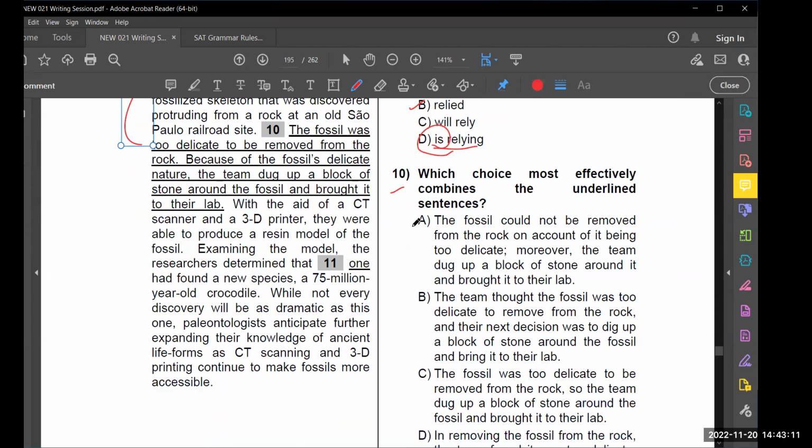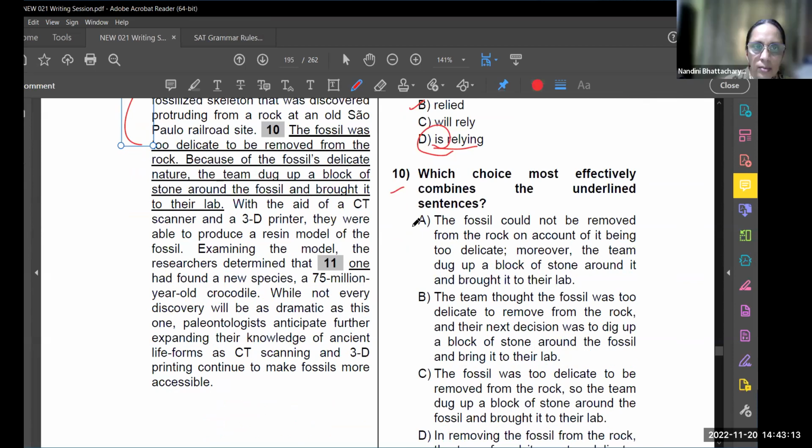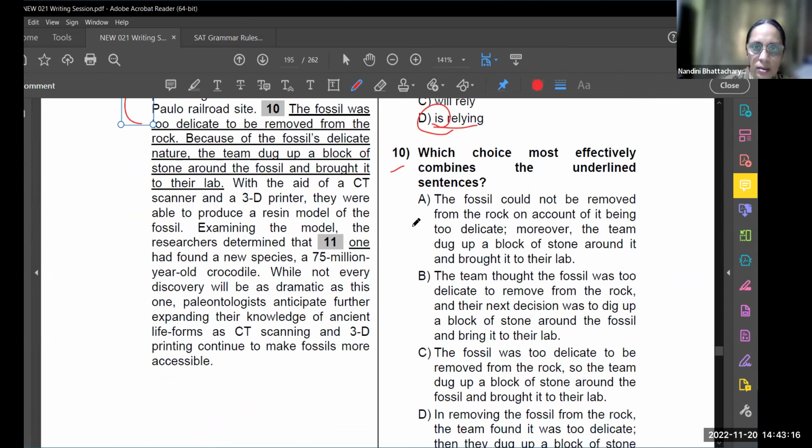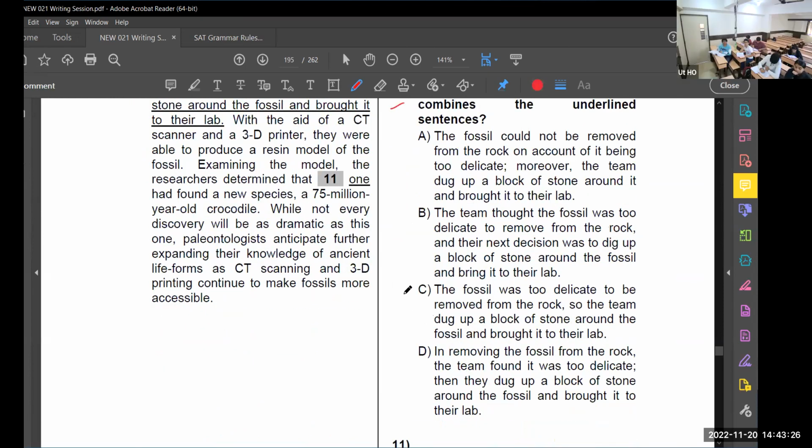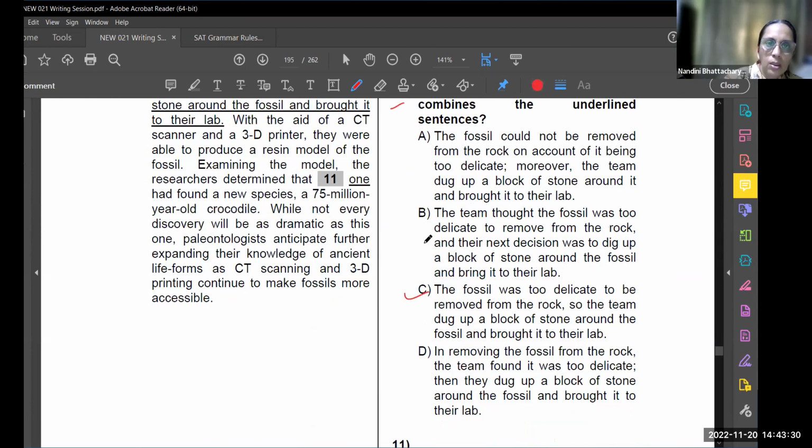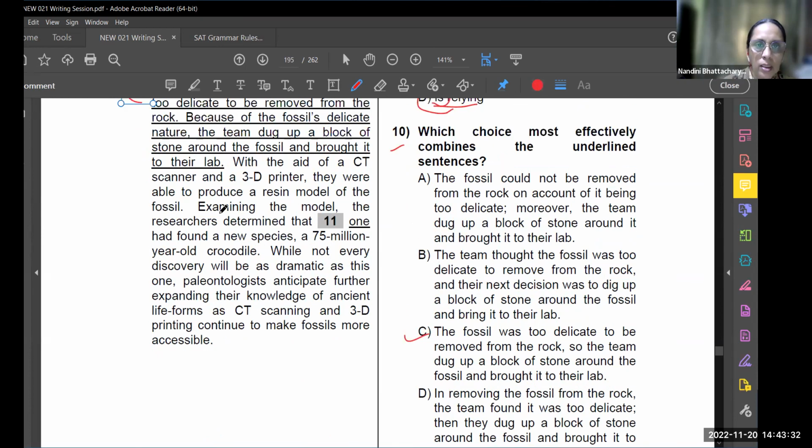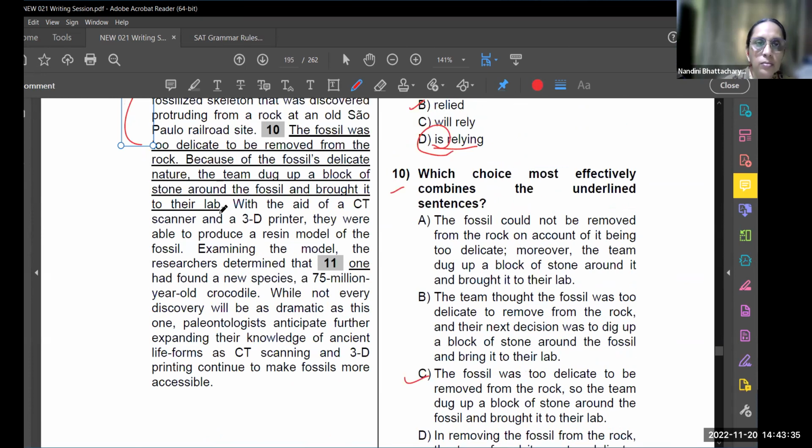Okay, now we come to combining the sentence. Which choice most effectively combines the underlined sentence? So what's your option? C. Are you sure about it? So anybody who thinks it's not C? Anybody with a different answer? No? Everyone got C? So why did you choose C?